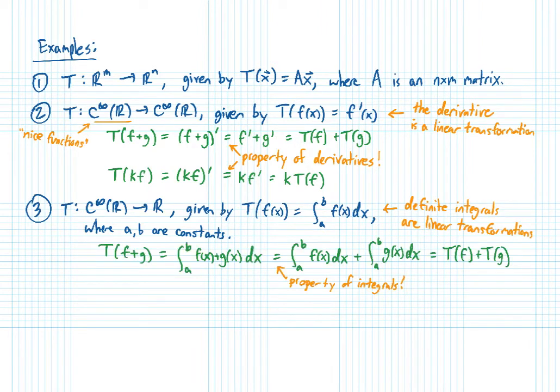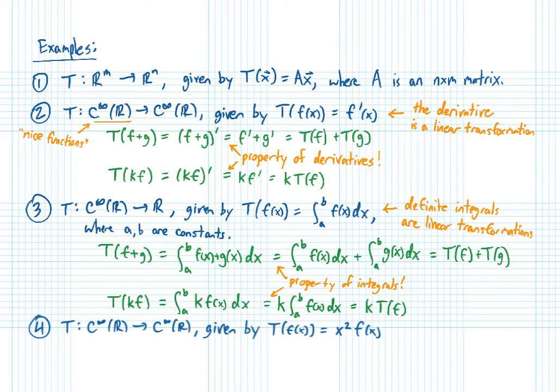The property that T of f plus g is equal to T of f plus T of g comes from this property of integrals that when you have an integral of a sum of two functions, you can split it up into a sum of two integrals. And similarly, the property that T of k times f is equal to k times T of f comes from the fact that you can pull constants out when you compute integrals. Those two properties are the properties that tell you that definite integrals are linear transformations.